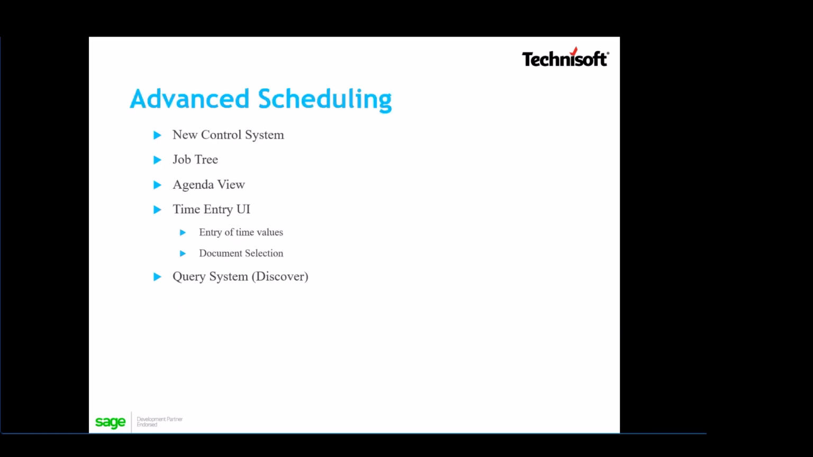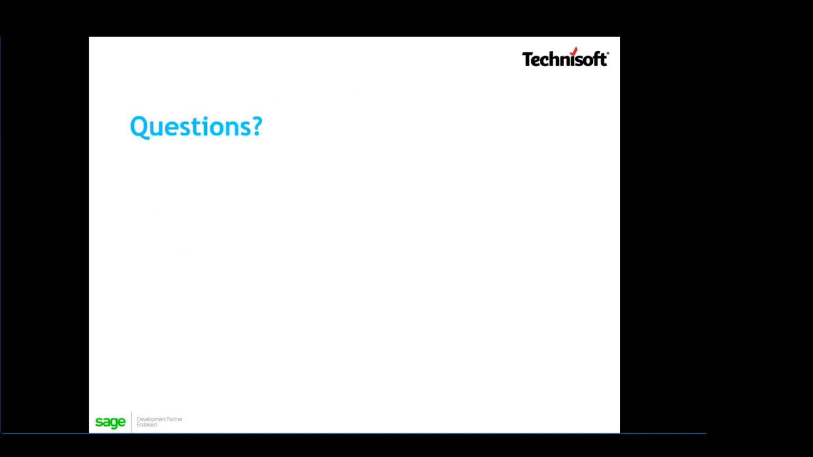In advanced scheduling, we'll be looking at the new control system there, the new job tree, the agenda view. We'll also have a look at the time entry UI and the changes that have gone on in there, and the new query system in Advanced Scheduler as well. And at the end, we'll open up for questions.